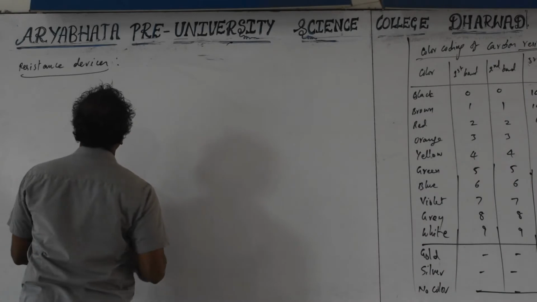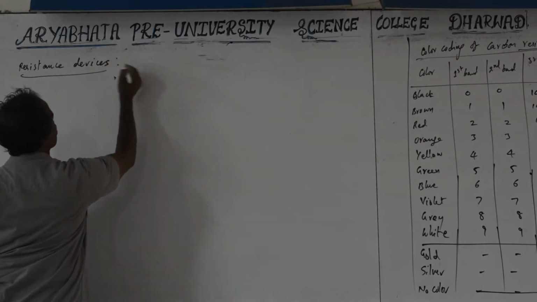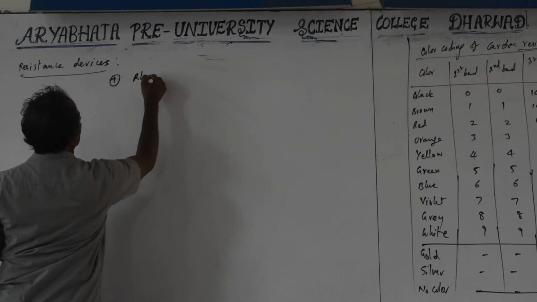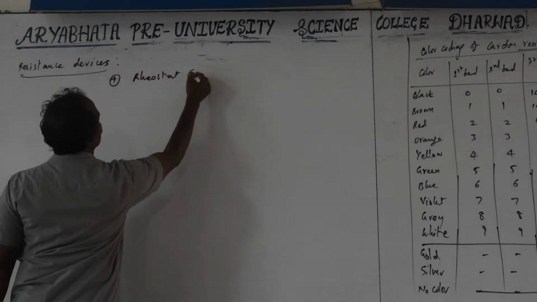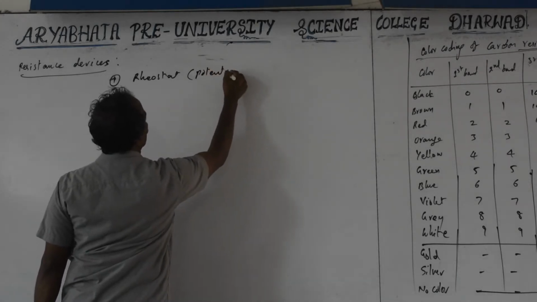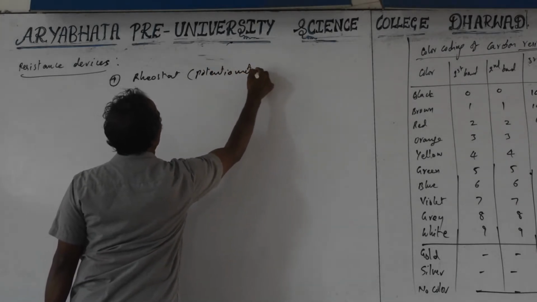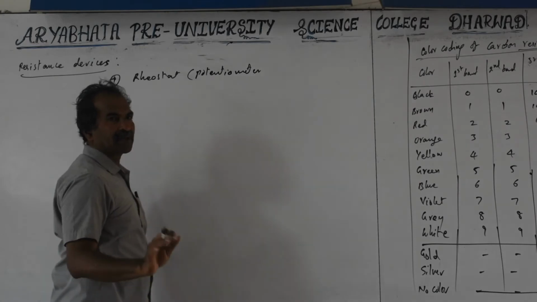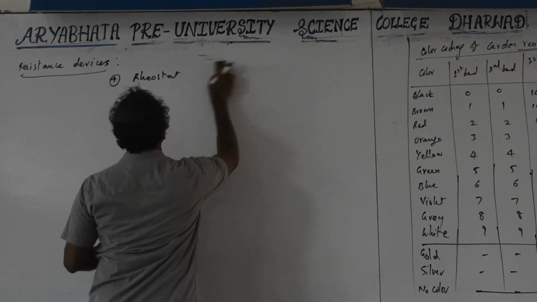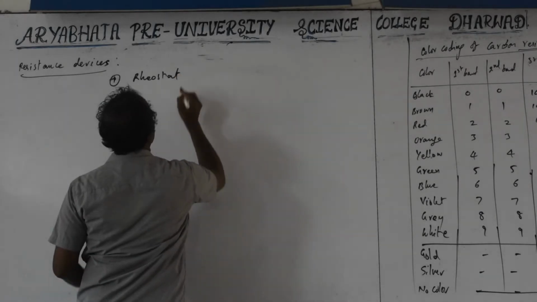Resistance dividers. In the previous class, we discussed some devices, right? Devices like a rheostat. It is a variable resistor. It tells what a potentiometer is. We are going to use the word potentiometer later, but we won't mention it right now. It's also one of the parts called a variable resistance.